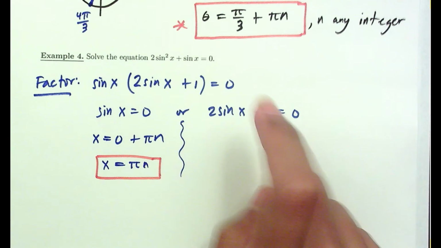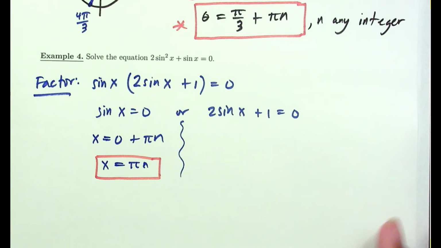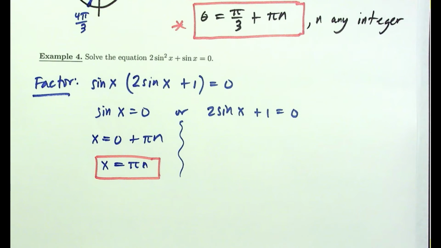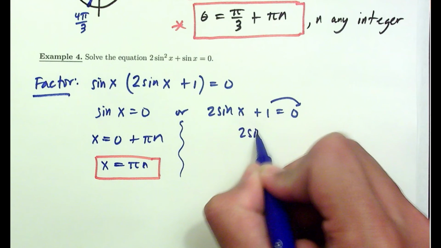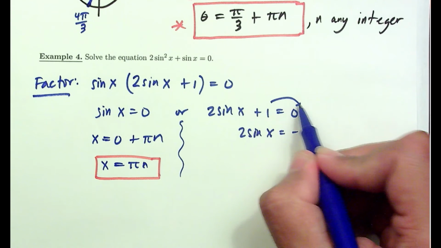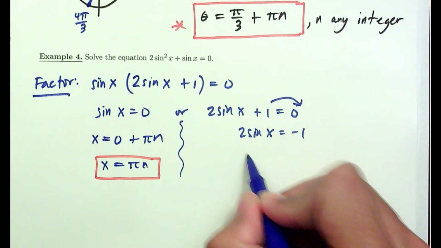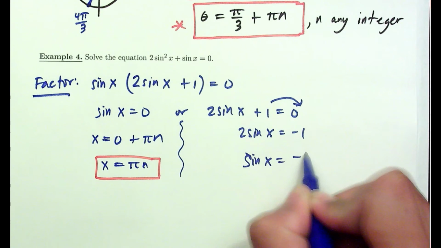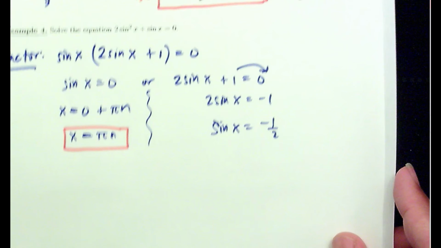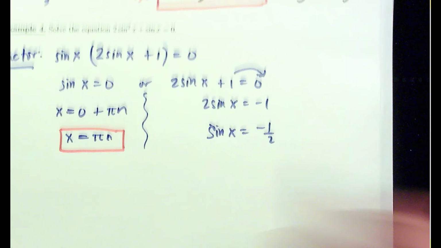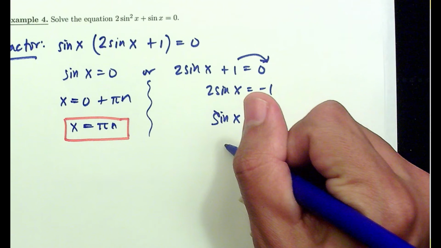Now let's solve this one and obtain all the solutions from this piece. Move the 1 to the other side. You get 2 sine of x equals negative 1. Then divide by 2, you get sine of x equals negative a half. And then find all the angles whose sine equals negative a half.